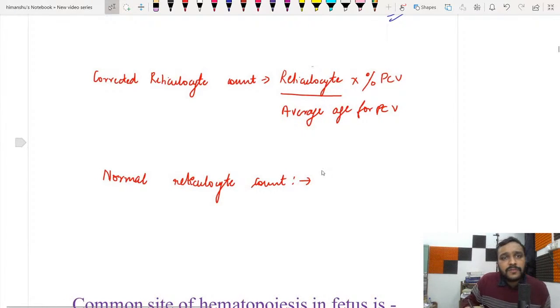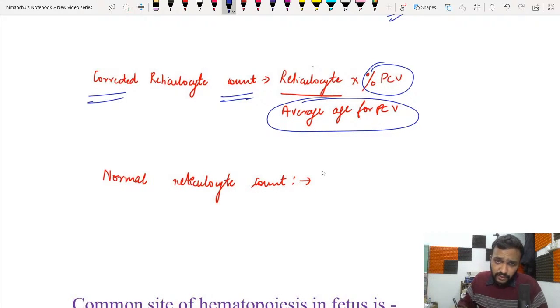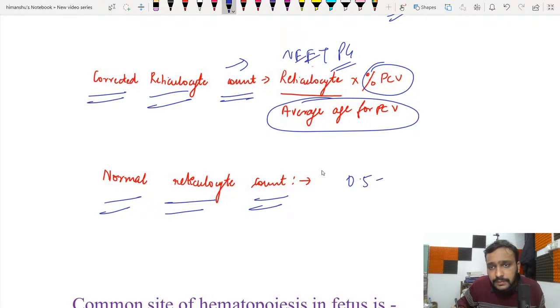So guys, we need to know the corrected reticulocyte count. What is it? The corrected reticulocyte count is the reticulocyte count multiplied by the PCV of the patient, divided by the average normal PCV. This can come in any of your exams. It can come in your NEET PG as well. It was a previous AIIMS question. Now coming to the normal reticulocyte count, it is 0.5 to 1.5%.